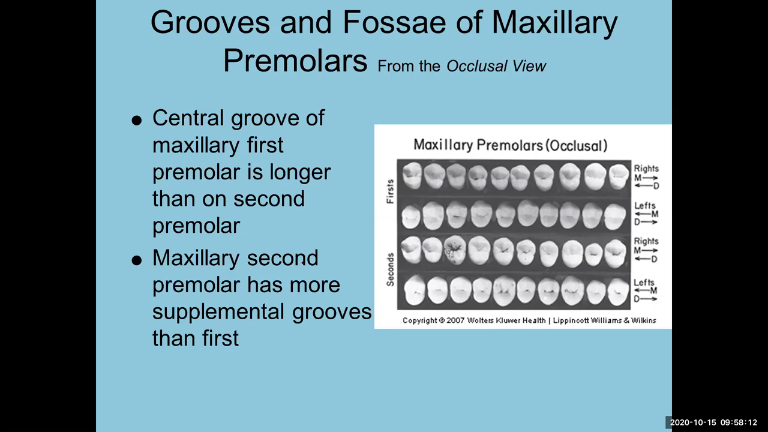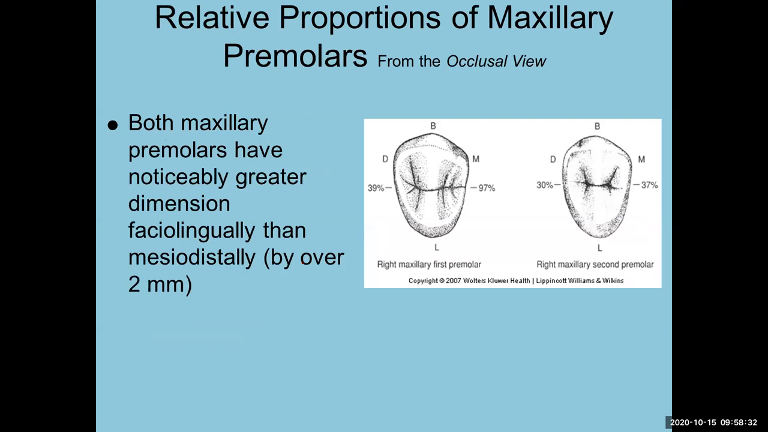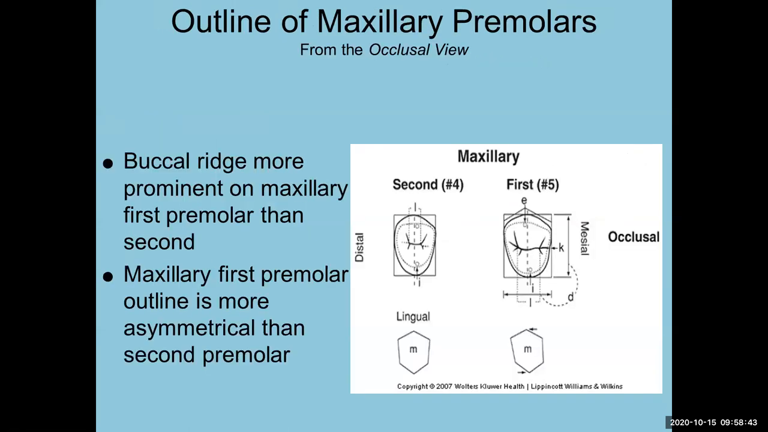So first versus second, the central groove of the maxillary first premolar is longer than that of the second. The maxillary second premolar has more supplemental grooves than the first. Okay, these are those general characteristics. Both maxillary premolars have noticeably greater dimension facial lingually than mesial distally. The buccal ridge is more prominent on the maxillary first premolar. This is that buccal ridge. The maxillary first premolar outline is more asymmetrical than the second. These are those nitty-gritty facts. Some of you are going to remember this, some of you aren't. This is not the type of detail I'm going to be asking you.